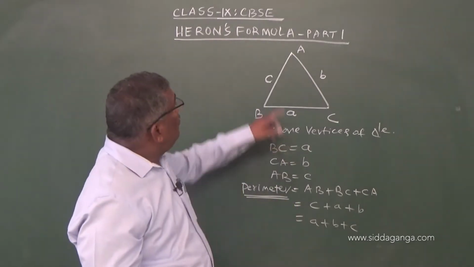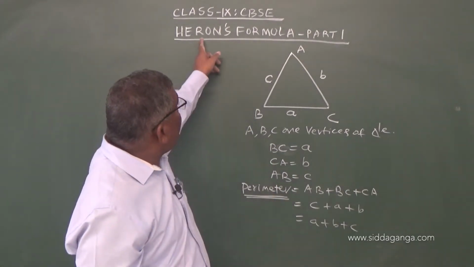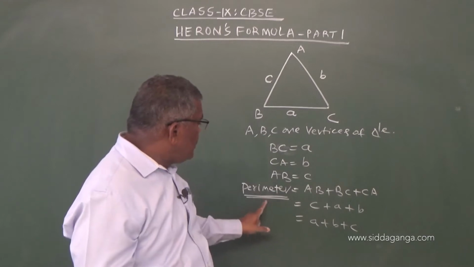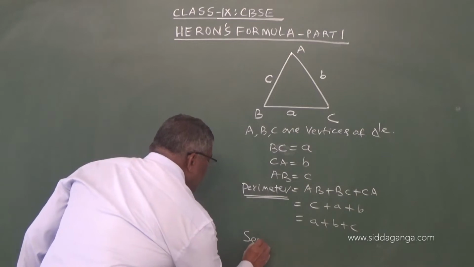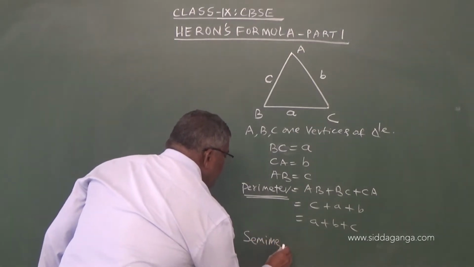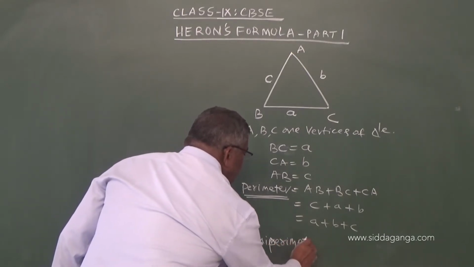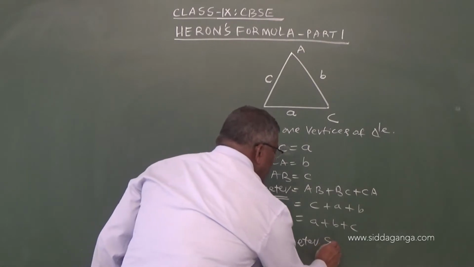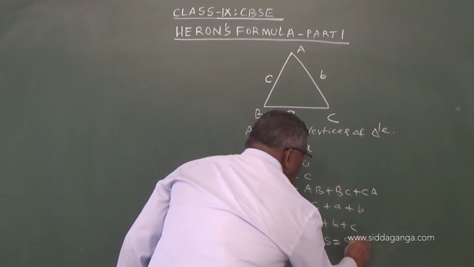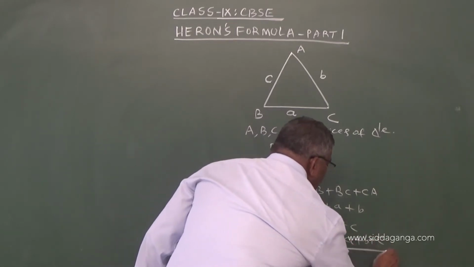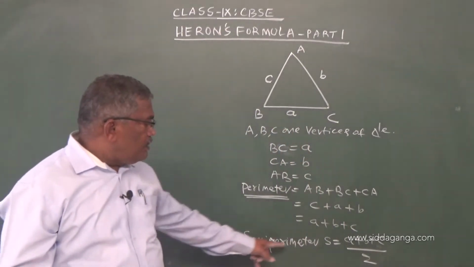Heron the mathematician gave a formula using the semi-perimeter. Semi-perimeter means half of this. So the semi-perimeter, represented by small s, is equal to a plus b plus c divided by 2. Remember this.